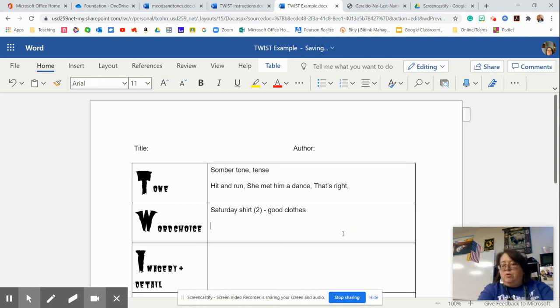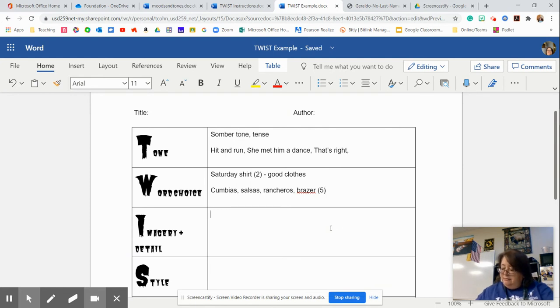Cisneros also uses words like cumbias, salsas, and rancheras, types of dances. She also uses the word brazier to describe Geraldo in paragraph 5.